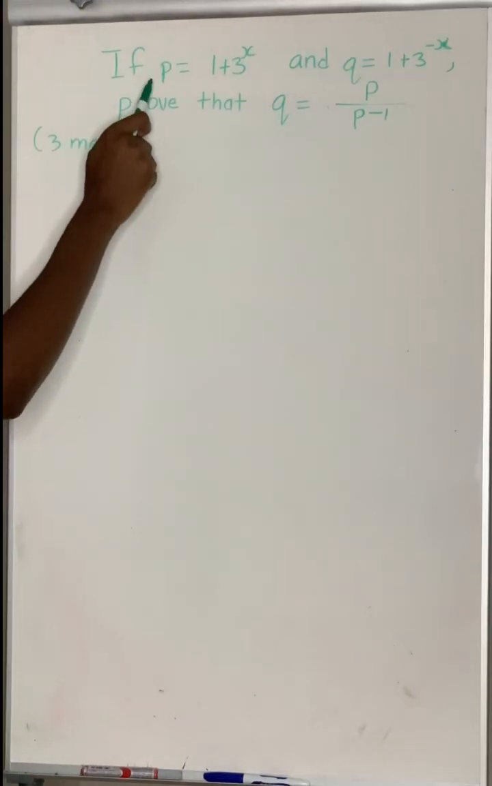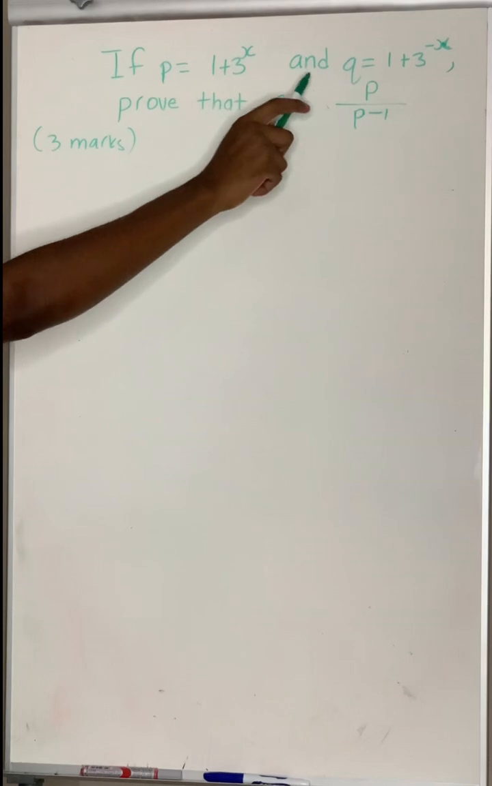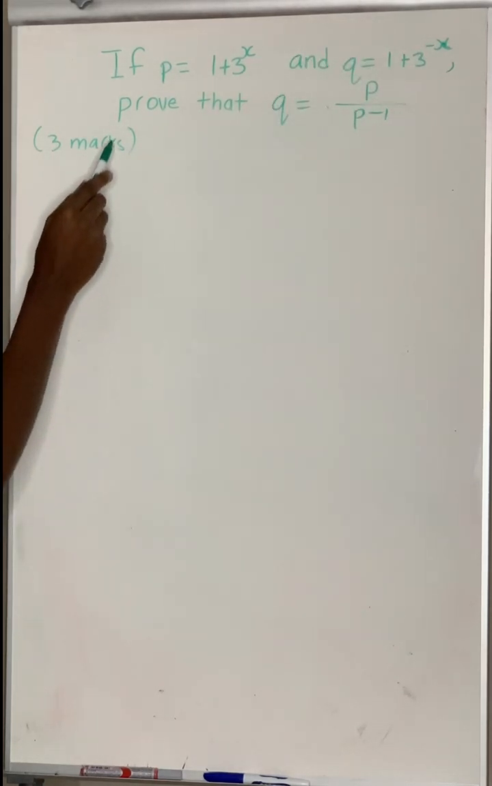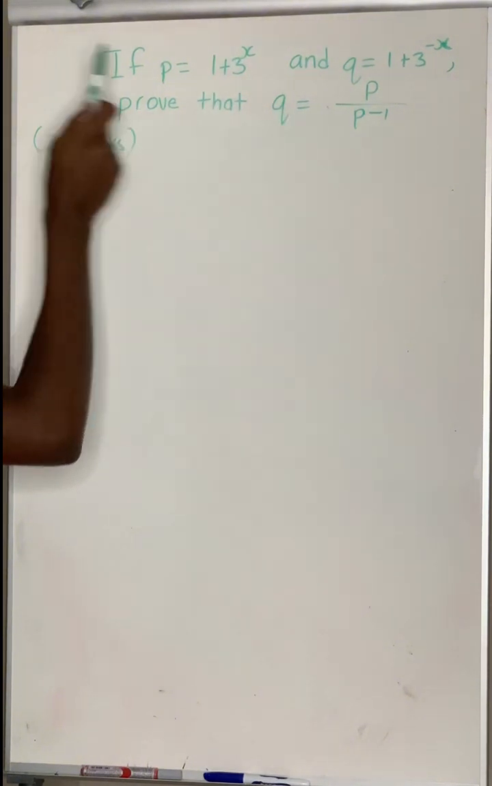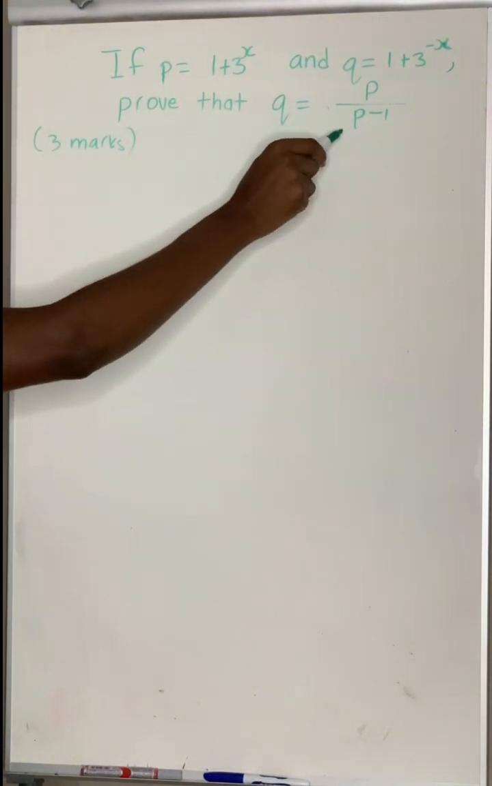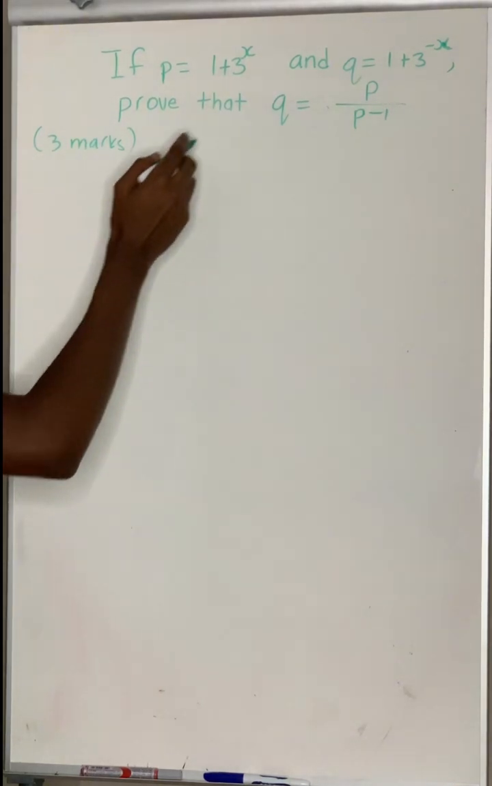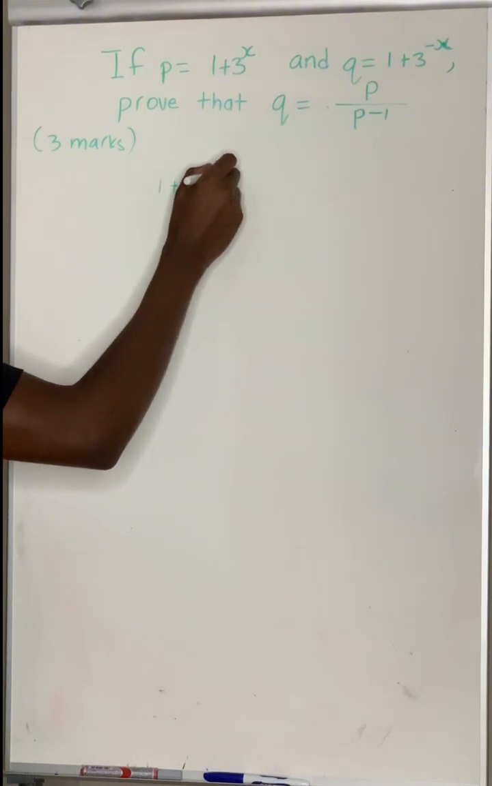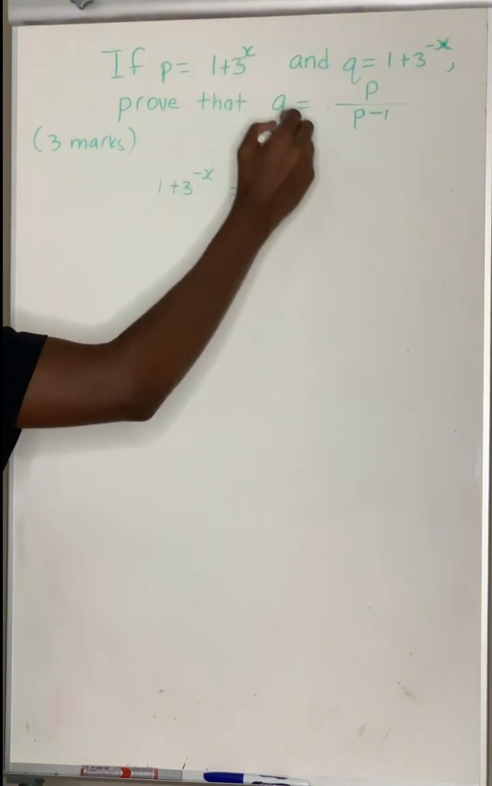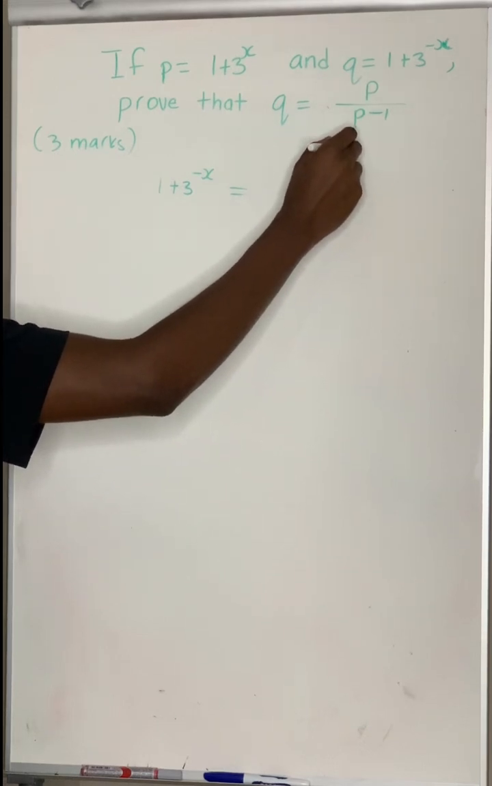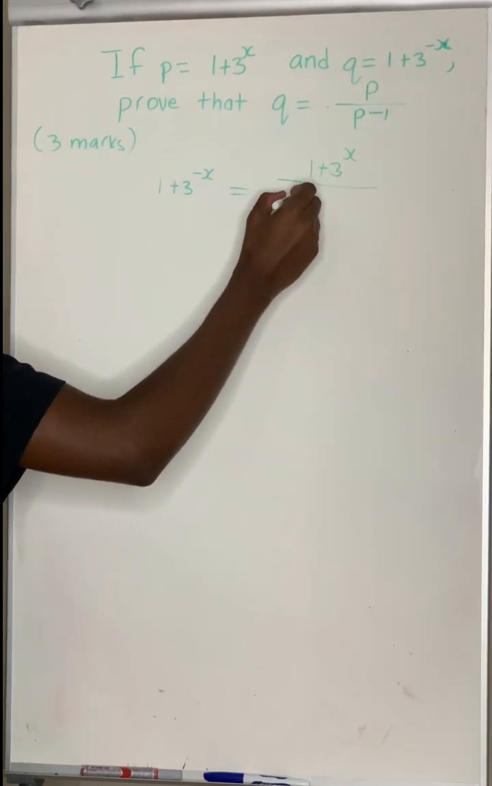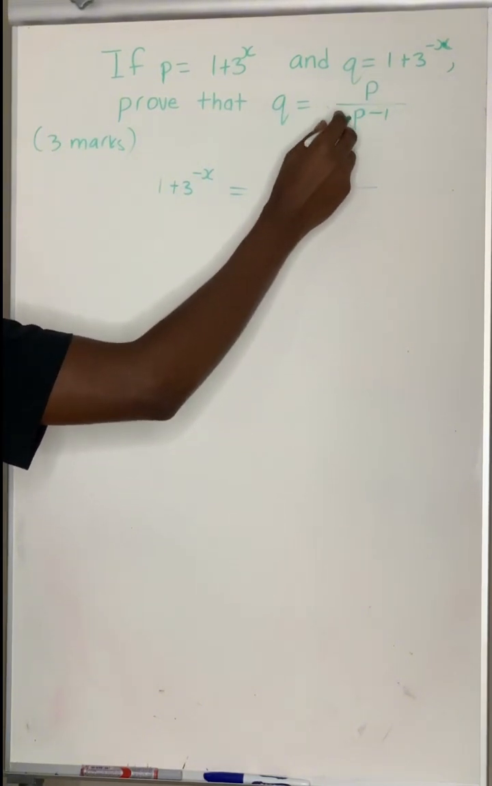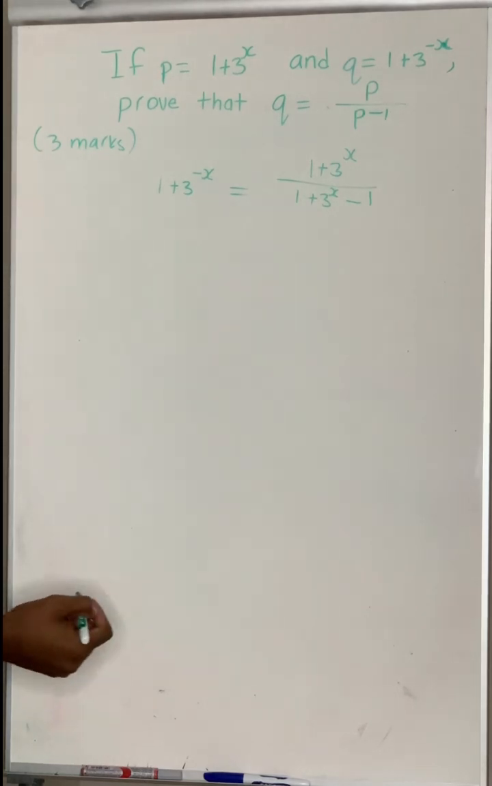Done. So if p is equal to 1 plus 3 exponent x and q is equal to 1 plus 3 exponent negative x, we're required to prove that q is equal to p divided by p minus 1 for 3 marks. So we're told that q is equal to 1 plus 3 exponent negative x. And then we're told that p is 1 plus 3 exponent x. Divide all of that by 1 plus 3 exponent x, because it's p again, and then minus 1.